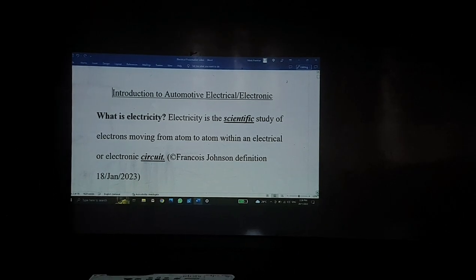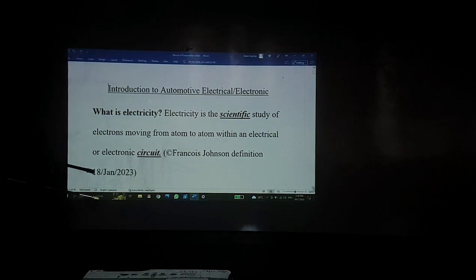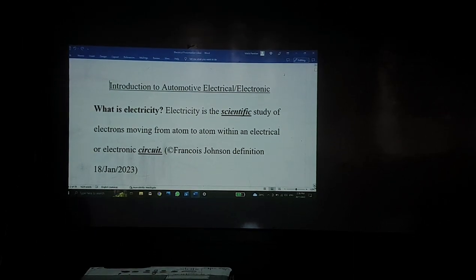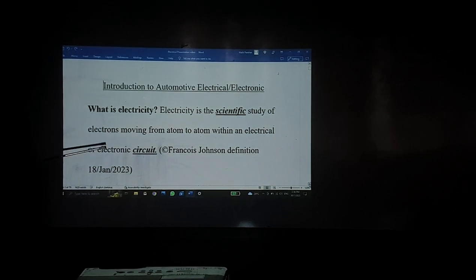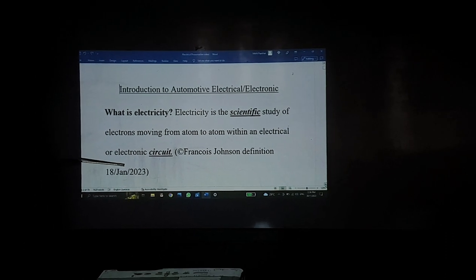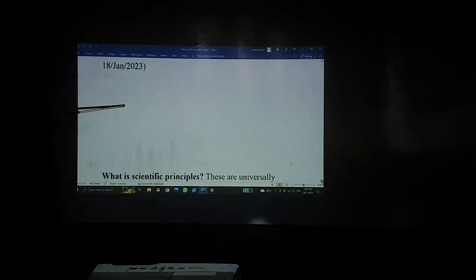So welcome again to our electrical class. For the last class we looked at some of these things. We're looking mostly at electricity production and energy production. In the last class we looked at what is electricity. We said it is the scientific study of electrons moving from atom to atom.